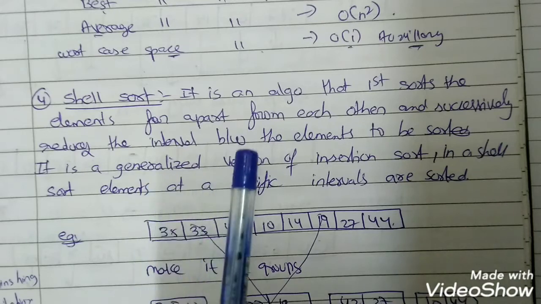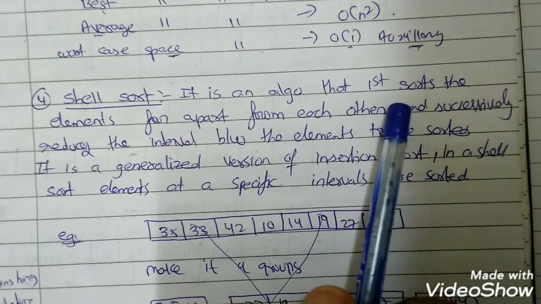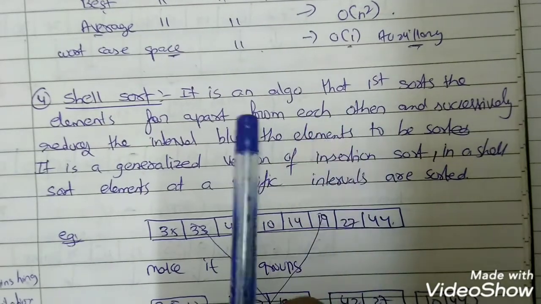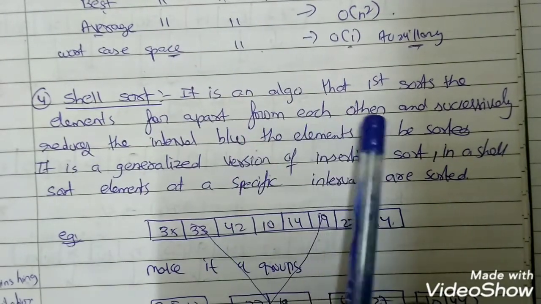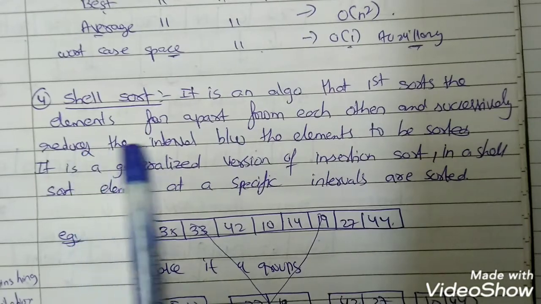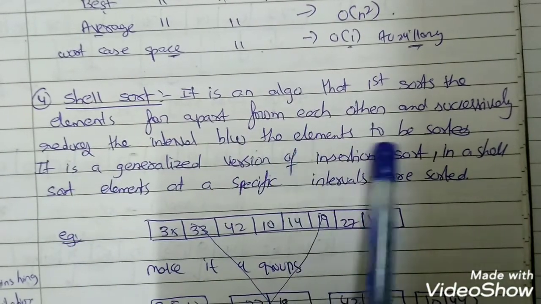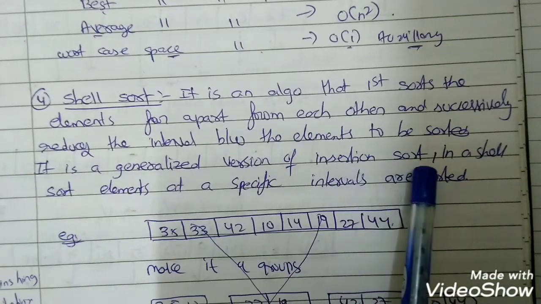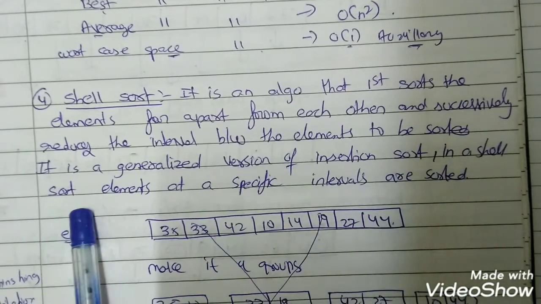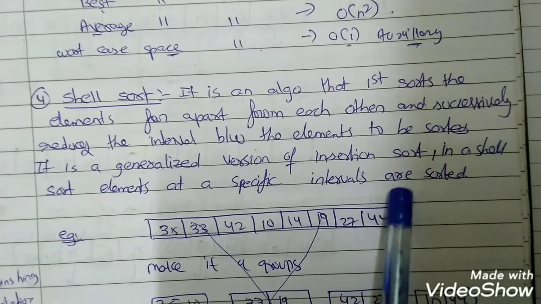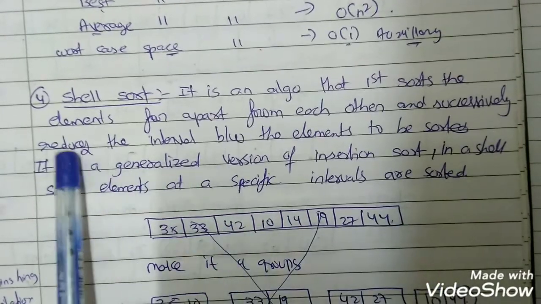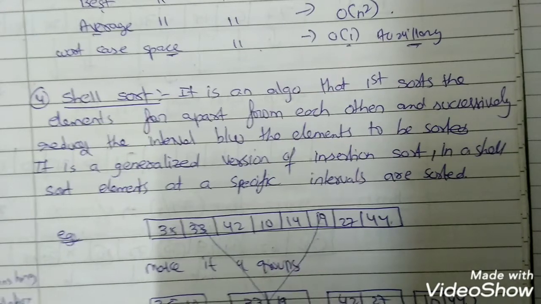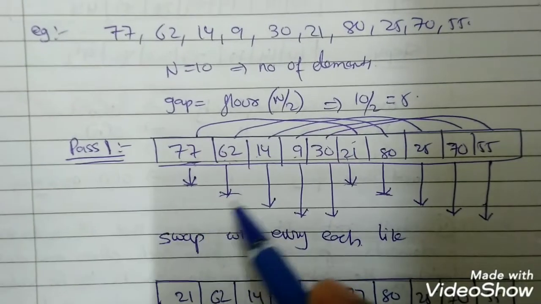The topic is shell sort. It's an algorithm that first sorts the elements far apart from each other. After they are far apart from each other, it then reduces the intervals between the elements to be sorted. It is one of the generalized versions of insertion sort, and in shell sort, elements at a specific interval are sorted. Shell sort is also known as an in-place comparison algorithm.